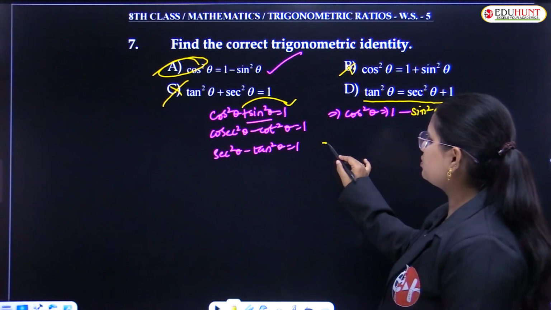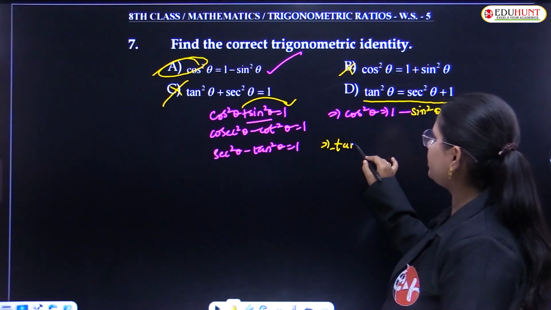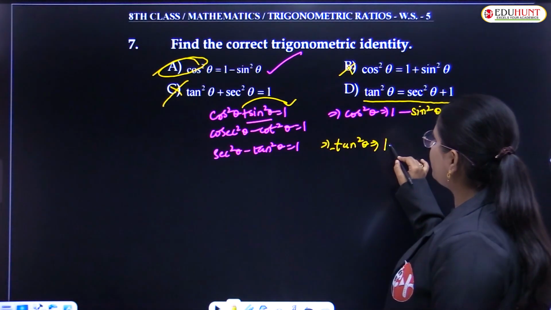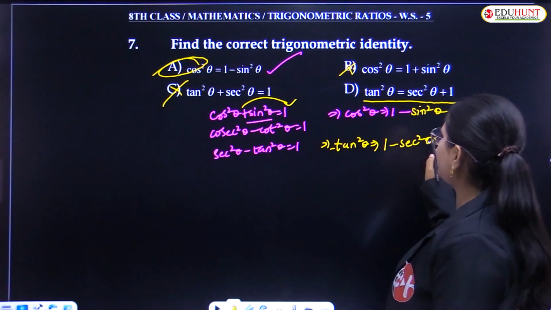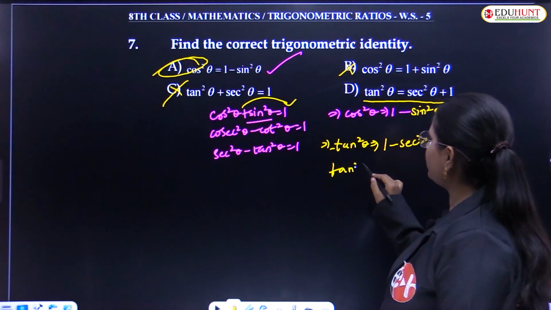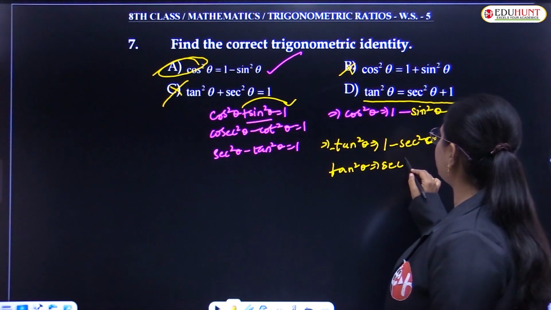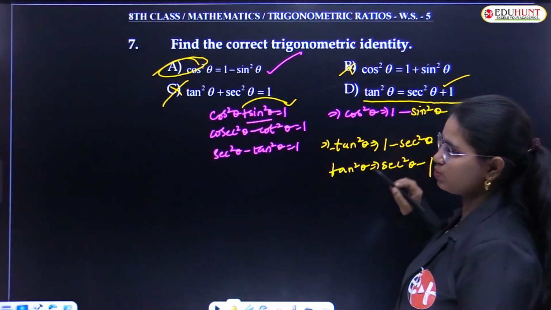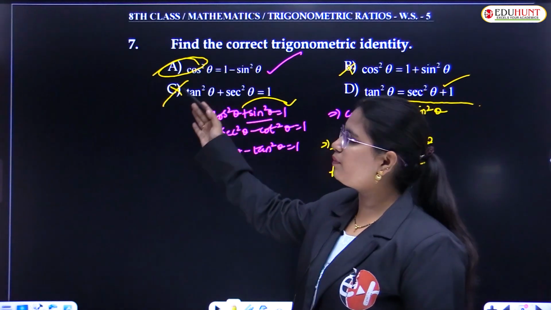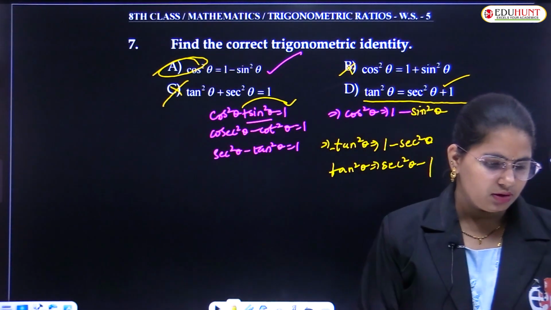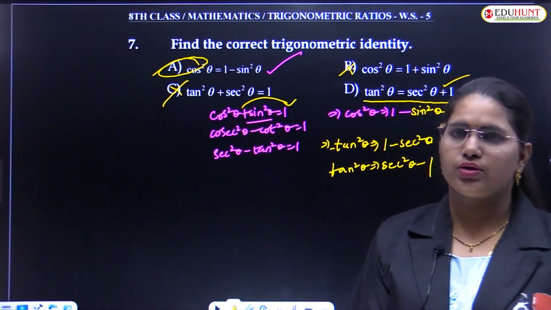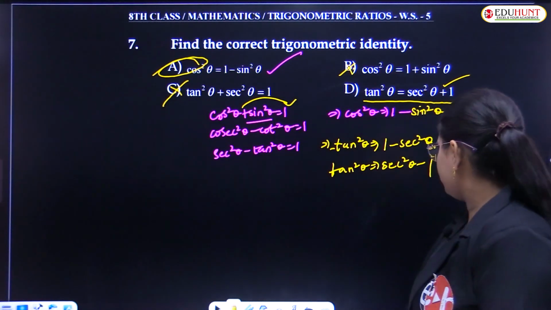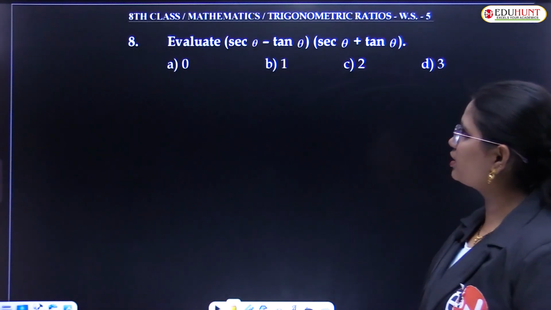Next. Tan square theta is equal to secant square theta plus 1. So let's check this. Minus tan square theta is equal to, so what can I write here? 1 minus secant square theta. But I want plus tan square theta, right? Tan square theta is equal to secant square theta minus 1. This should be minus 1, but here they have given plus 1. Obviously wrong. So option A will be the correct one. Have a look at it, and then we will get to the next one. Am I clear? Yeah. So we'll get to the next question now.